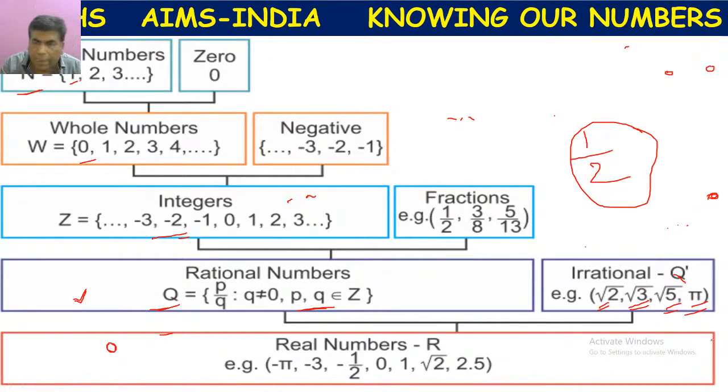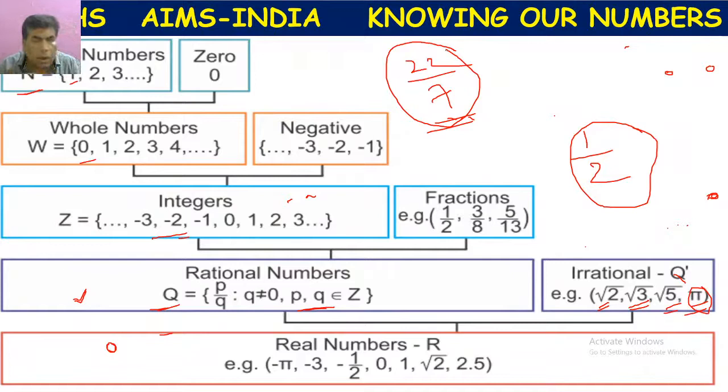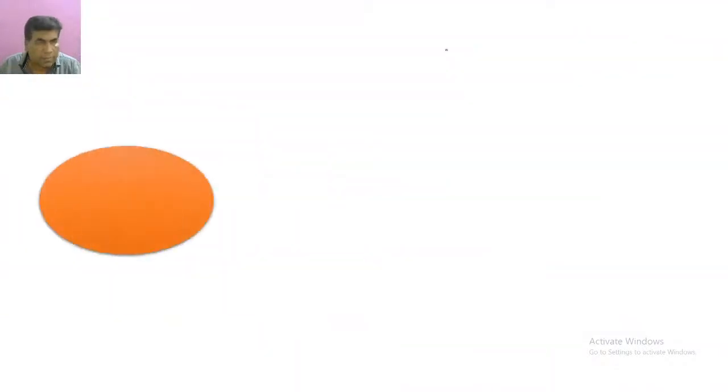Somebody is asking about pi. Pi is a value whose approximate value is 22 by 7, not exactly. In mathematics, we make use of the pi symbol. Okay. Next.